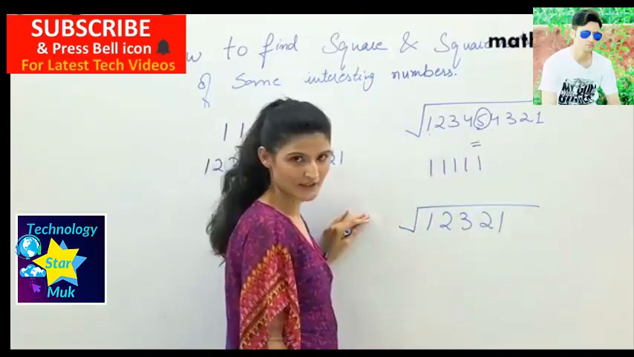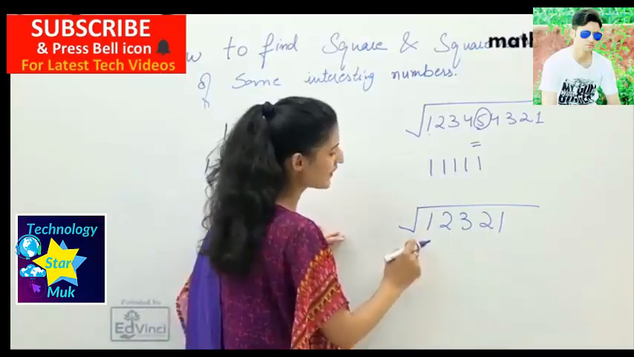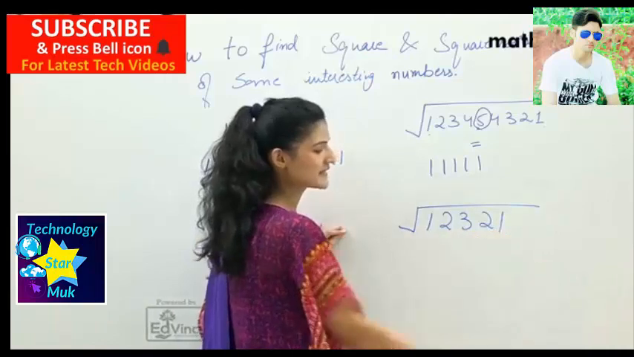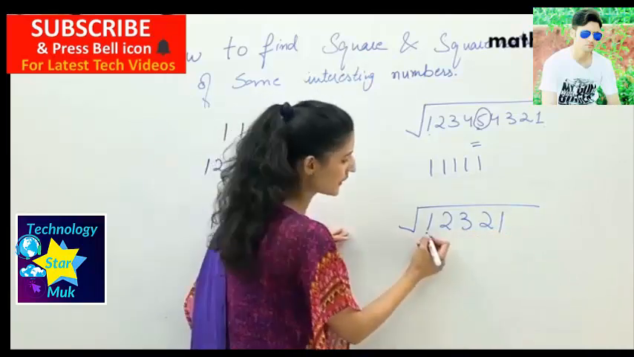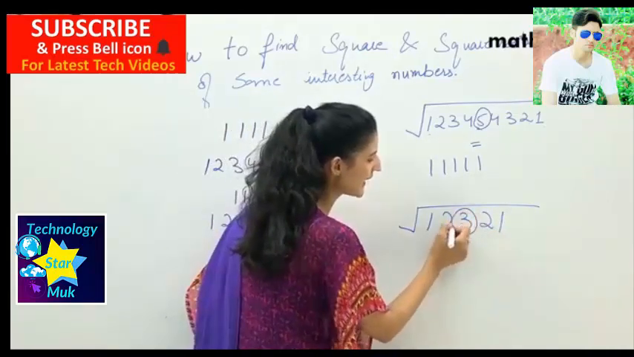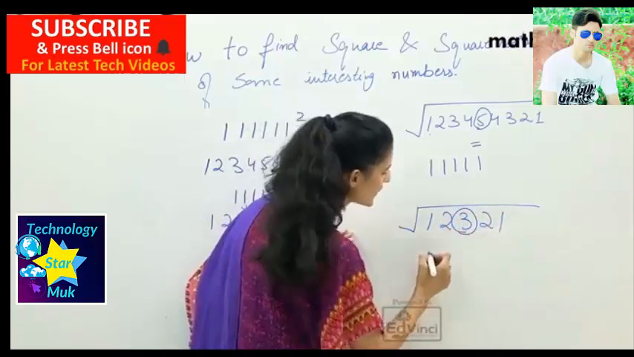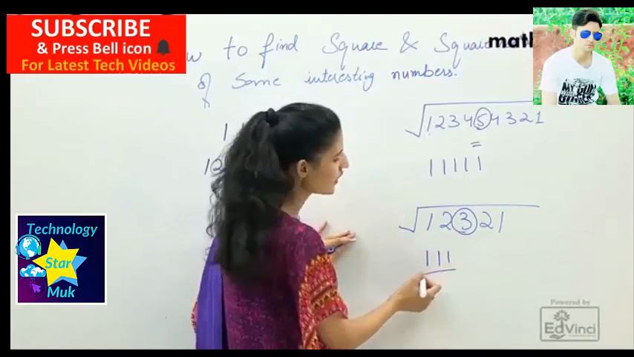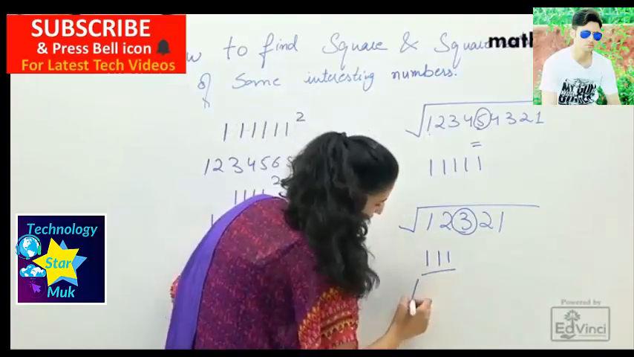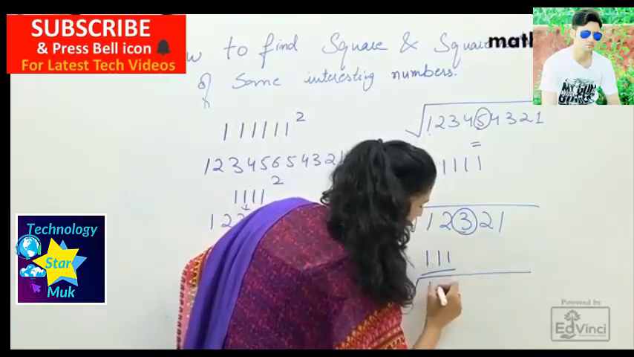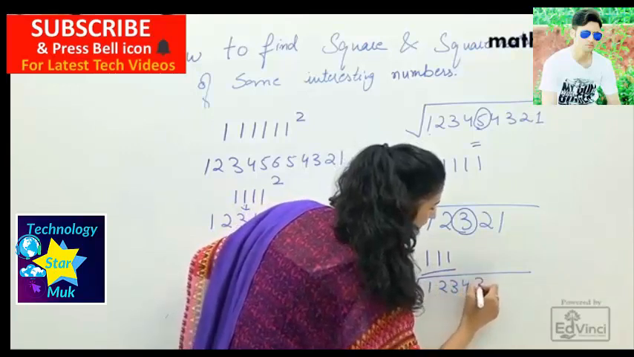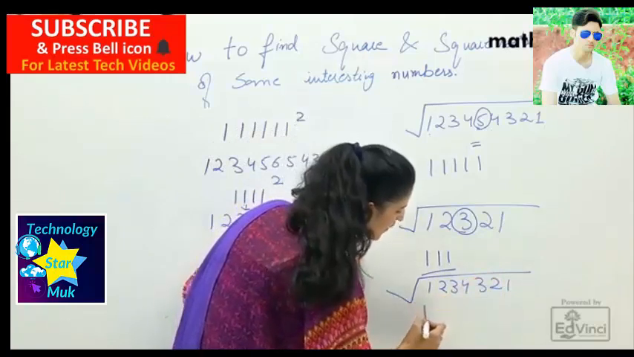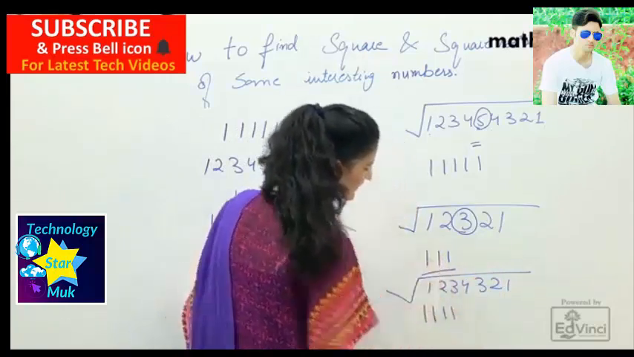So now let's take another example. We have to find square root of 1, 2, 3, 2, 1. It's again the same example. We are starting with 1, we are going till 3 and then we start descending. So we have to write 1 three times. So the answer is 1, 1, 1. With this you can have another example like 1, 2, 3, 4, 3, 2, 1. You know the answer. The answer is 1, 1, 1, 1.